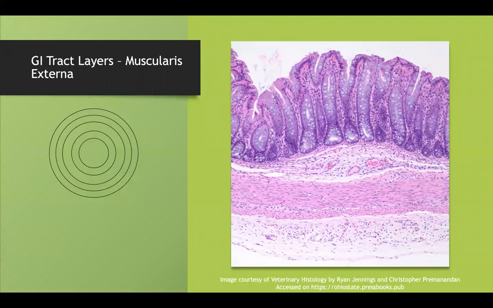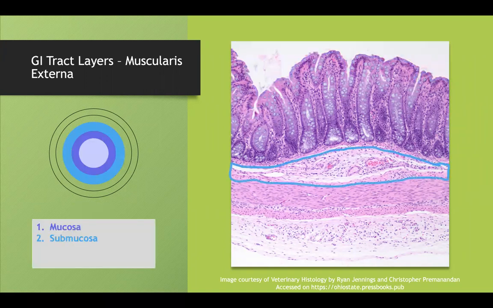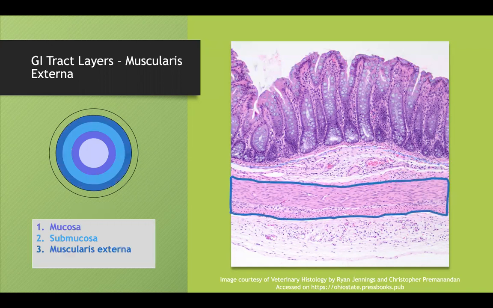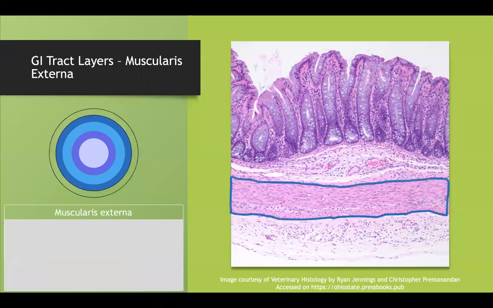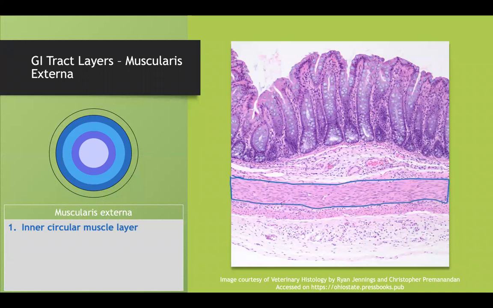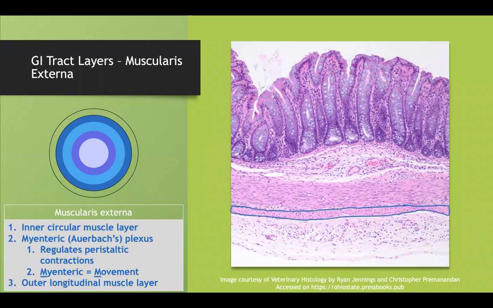This is a histologic section that shows all 4 layers of the GI tract, which is kind of nice. We have our lumen here, we have our mucosa, our submucosa, our muscular layer, and then the serosa or adventitia. So we're talking about the muscle layer here. You can see the inner circular layer. Here's the myenteric plexus, which regulates our contractions and also helps with sphincter tone. And then we have our outer longitudinal muscle layer.